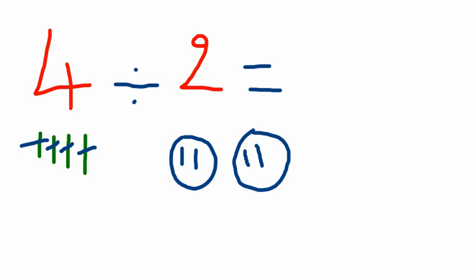Now let's count the lines inside each circle. 1, 2. Wow, that's such an easy and fun way to divide. So 4 divided by 2 equals 2. Wow, that's such an easy and fun way to divide.